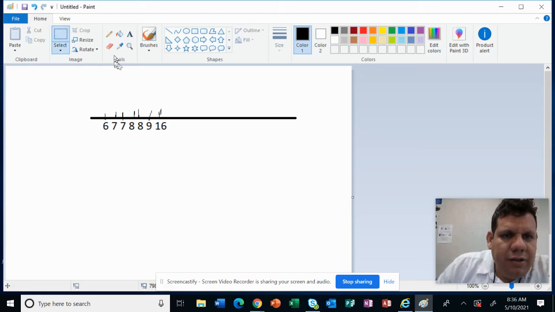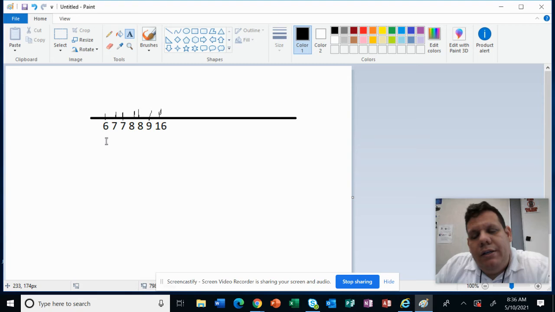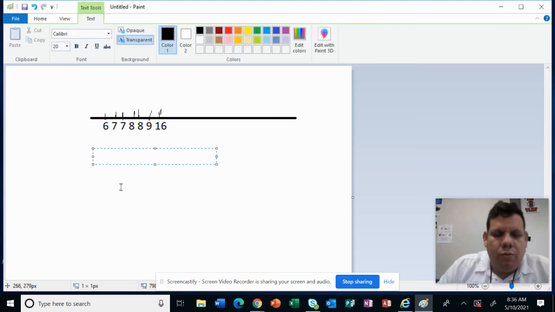You're going to tell me. In the first place, as you can see, all data is organized, so we can start right away with the median. If we count the numbers, we have 1, 2, 3, 4, 5, 6, 7, which means that we have one number in the middle that is 8.